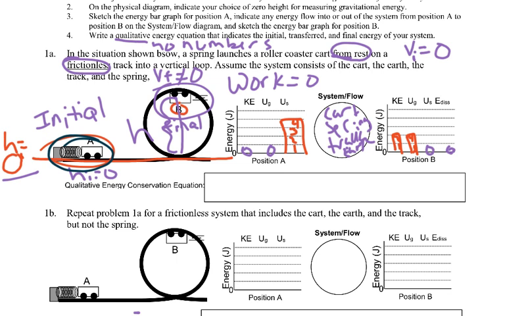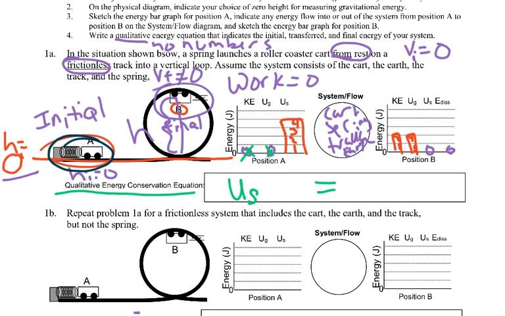All right, our last step is our conservation of energy equation. That comes from our diagram. So I look at my first diagram. I didn't have any kinetic. I didn't have any gravitational potential energy. I had all elastic. So my total energy on the left-hand side of the equation is going to be just my elastic potential energy.